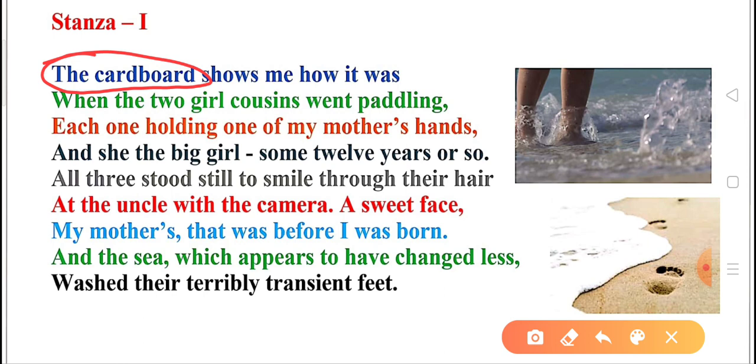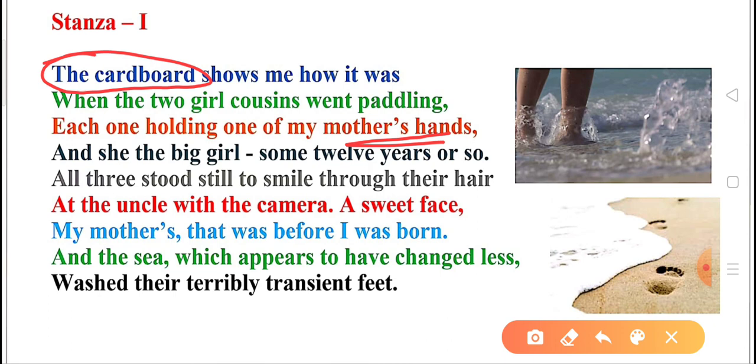Paddling, to walk in water. The people go on the sea beach, and over there when the waves roll towards the seashore, the people walk on those waves. So that is called paddling, walking in the water. So those two cousins, whose cousins? Cousins of the poet's mother, each holding one of my mother's hands. She says that the two cousins of my mother used to go along with my mother, and on the sea beach they used to hold the hands of my mother.